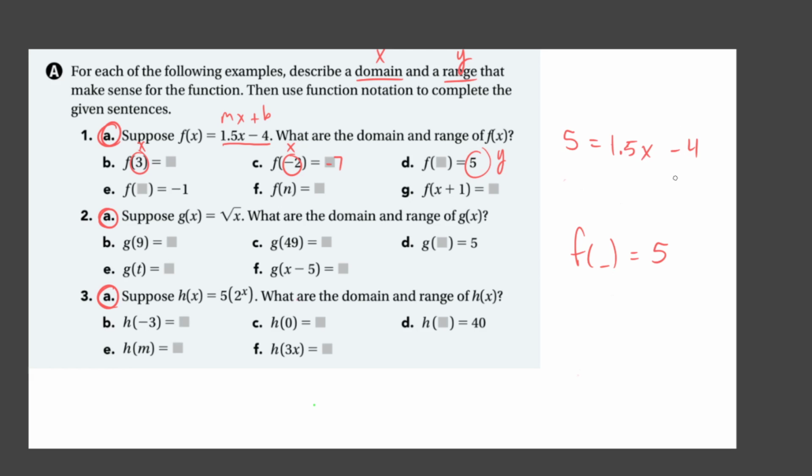From here, I'm probably just going to get rid of this 4, adding 4 to both sides. These cancel out. This turns into a 9. So this will be 9 is equal to 1.5x. Divide both sides by 1.5. 9 divided by 1.5, once again I'm going to pull out the calculator just to be sure I'm giving you guys the right answer. 9 divided by 1.5 is equal to 6.